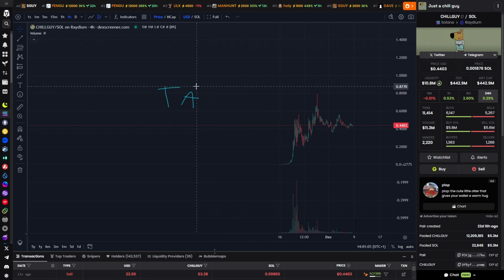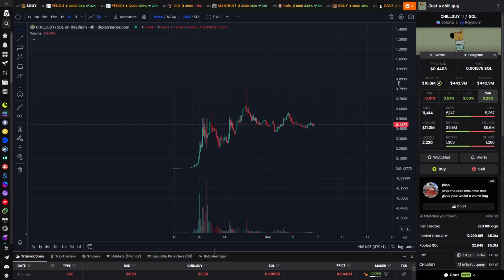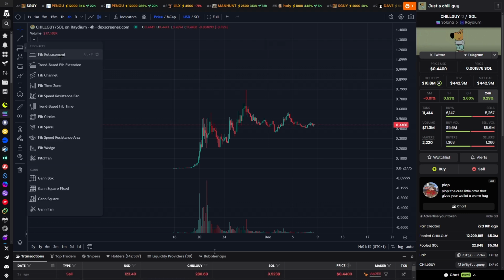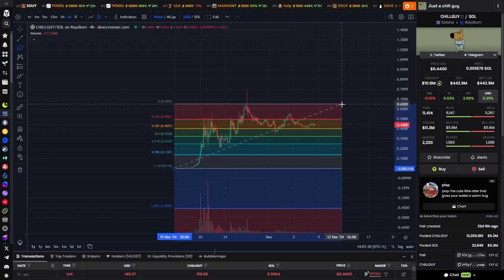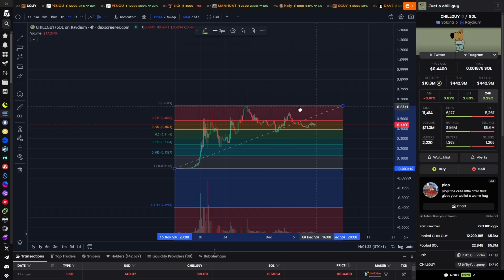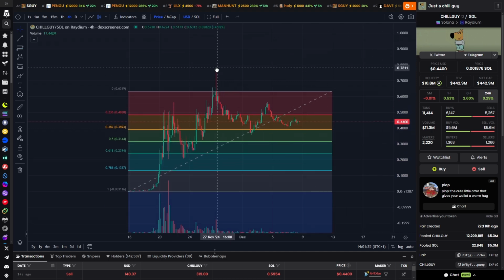So yeah, for our example we're going to use Chill Guy and we're going to make a simple analysis of the levels. What tool I really like to use is Fibonacci retracement because it's very simple. It's basically going to draw all the levels for you. You start here, where the coin started, and put it all the way to the highs. Maybe not to the top of the wick, but where the candles close.